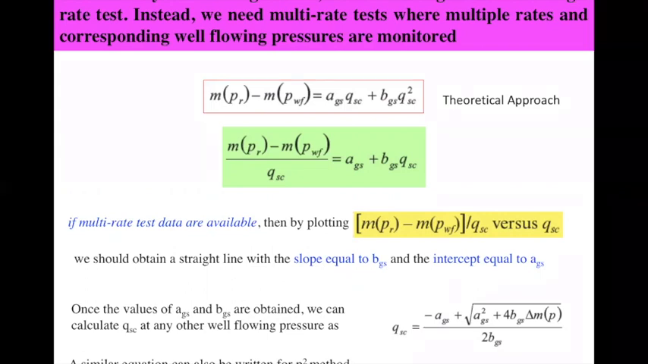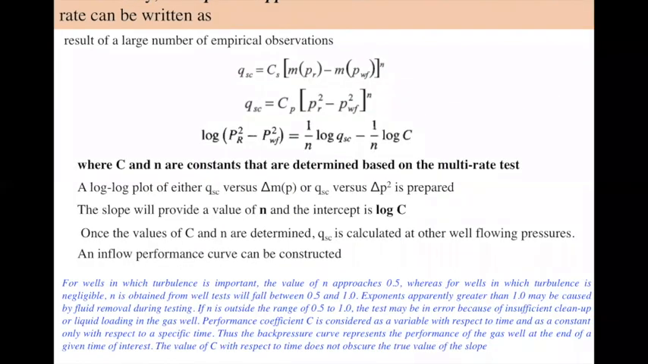This equation on the given slide is called the theoretical approach, right? Because we have derived this equation from the earlier equation that we have seen, coming from the pressure distribution equation. Now there is another approach called the back pressure approach, also known as the empirical approach, where we can write this equation in this form: QSC equal to CS into MPR minus MPWF.